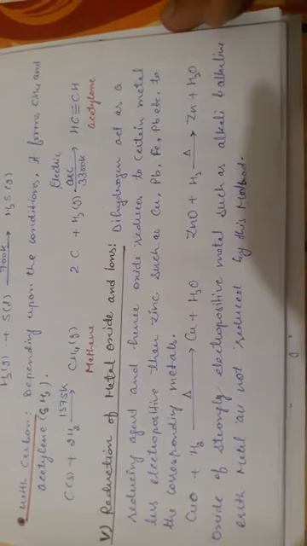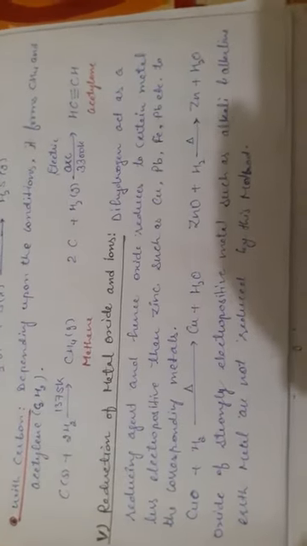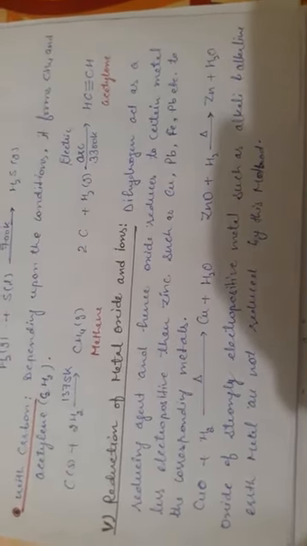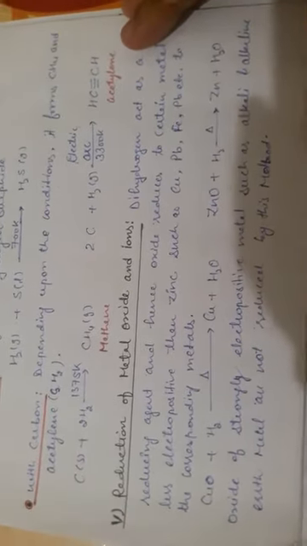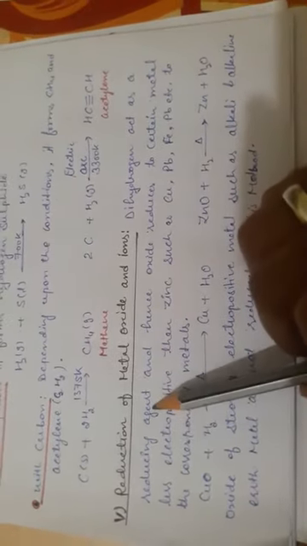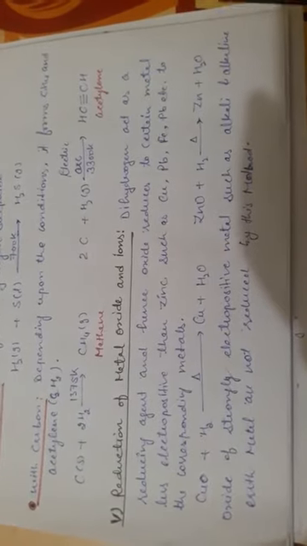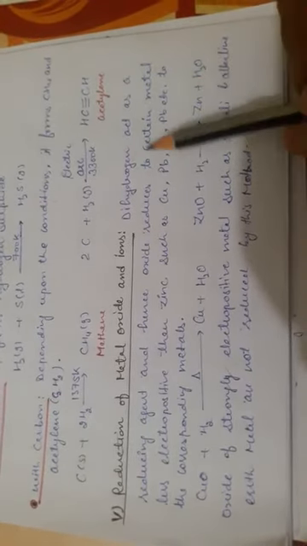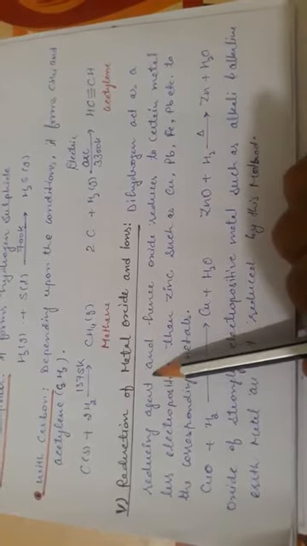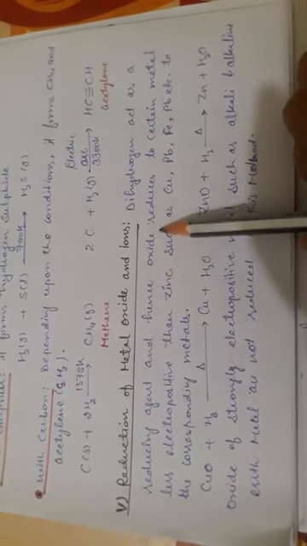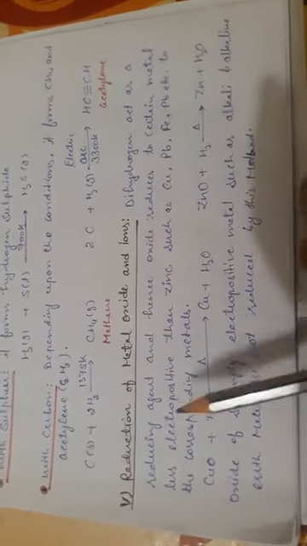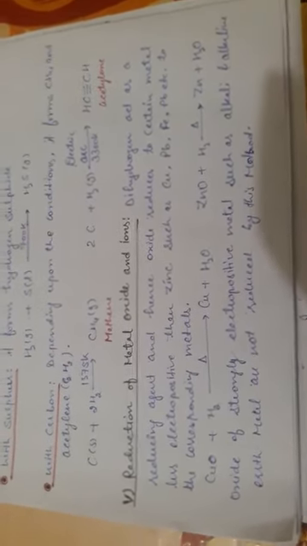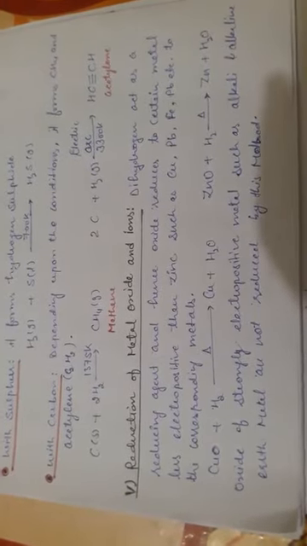Next is the reduction of metal oxides and ions. Here dihydrogen acts as a reducing agent, because you have already learned in our previous chapter that dihydrogen acts as a reducing agent, and hence the oxide is reduced to the metal. That means any metal oxide is reduced to the metal. That's why dihydrogen is called a reducing agent.